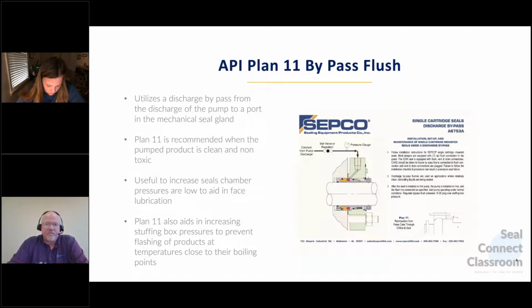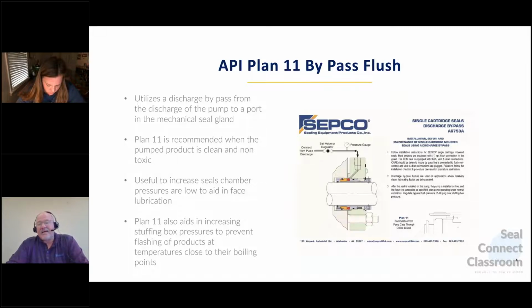This plan will keep products from becoming stagnant around the seal faces and causing heat buildup and flashing of products and that sort of thing. That's typically what you use this for. And if you buy a pump from the pump company, a lot of them will come in already set up like this. This API Plan 11 is very common.